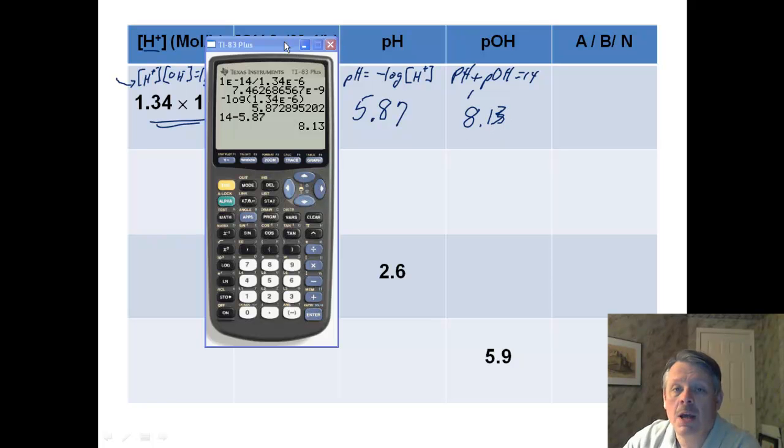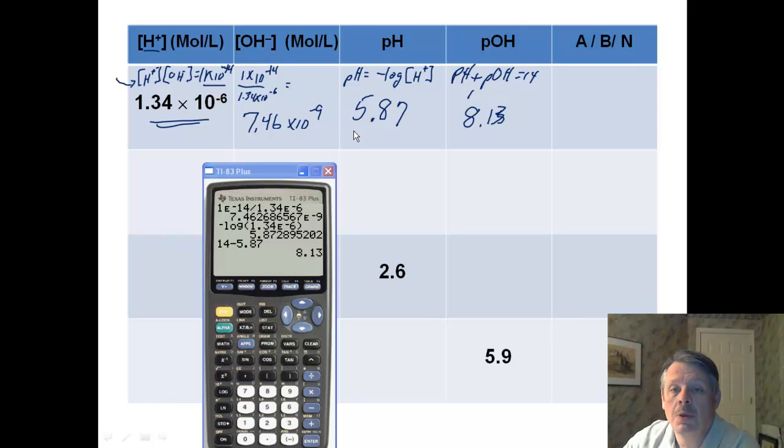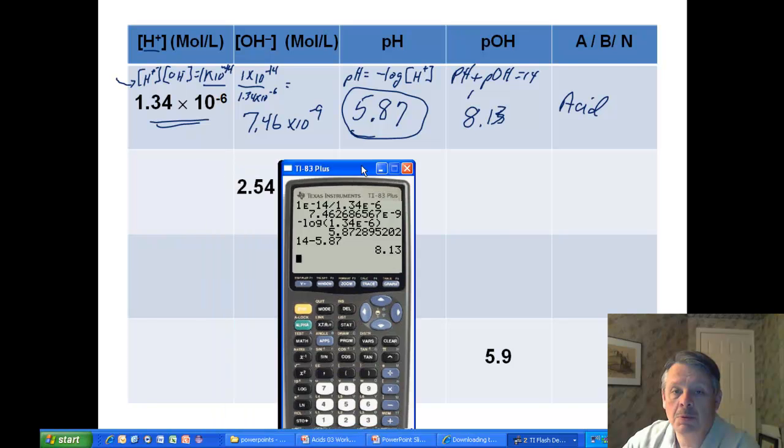Now my question is, is this acidic or is it basic? Well, we always look at our pH, and our pH is less than 7, so this would be an acid. All right, that's your first one. Using that same logic, you should be able to do the second one.